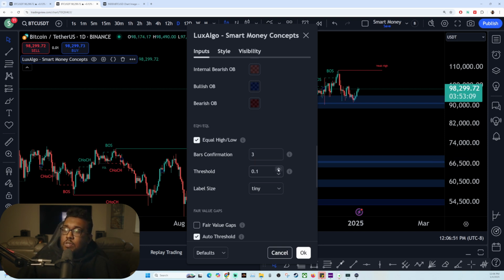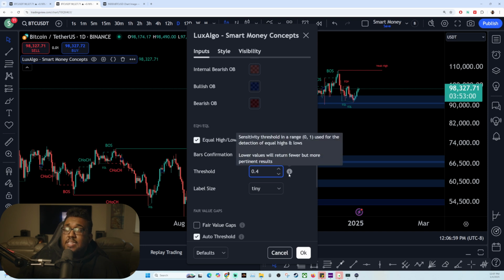Next up, we have threshold. I keep this between 0.1 and 0.4. That way you guys can see right here just how much resistance and support you're really looking at there. This will say something like sensitivity threshold in a range of 0 to 1 used for the detection of equal high lows. Lower values will return fewer but more pertinent results.